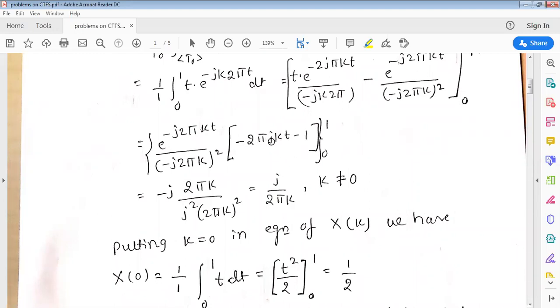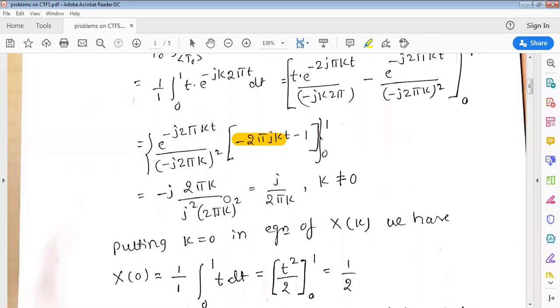What you have is only 2 pi j into k, and here e power minus j 2 pi k will become e power minus j 2 pi k, which is cos 2 pi k minus j sin 2 pi k. Sin 2 pi k will become 0 because k is an integer, and for all of them it will become 0. Cos 2 pi k will become 1. Therefore, this quantity totally becomes 1. So what you have is only totally minus j into 2 pi k. So that is this term, j into 2 pi k. 1 minus 0 is 1.